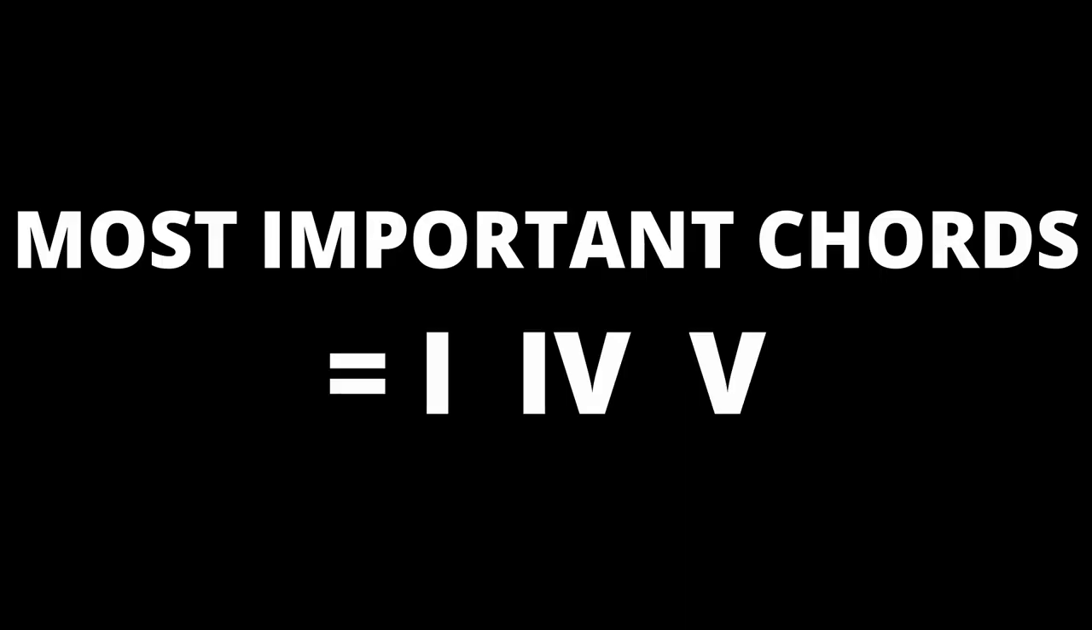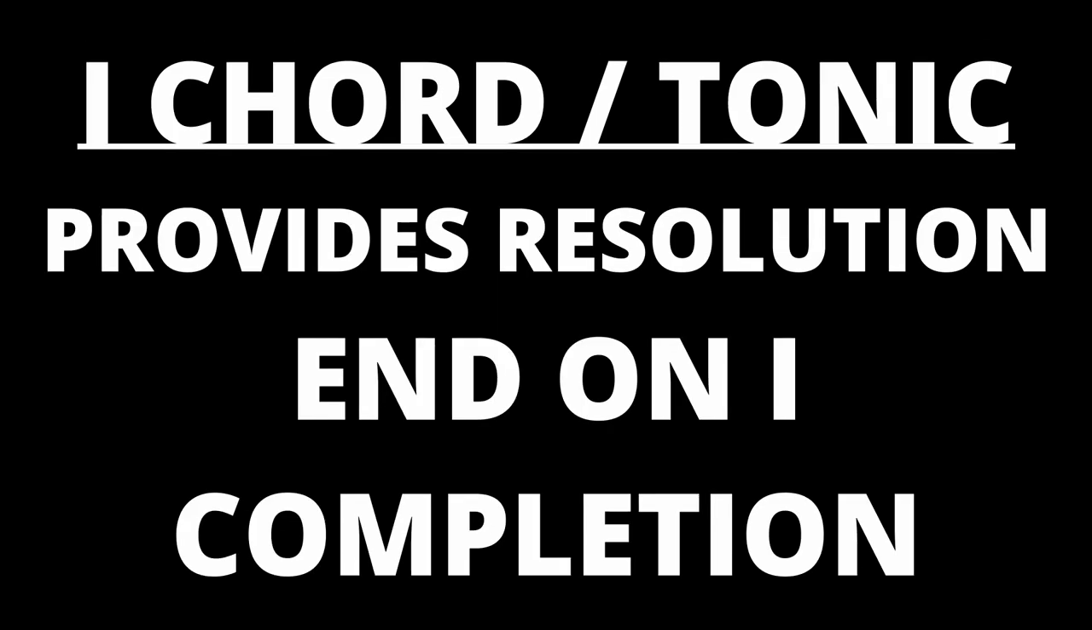The most important chords in a major key are the major chords, with the Roman numerals 1, 4, and 5. Chord 1 is the most important chord. You can think of chord 1 or the tonic as the home chord. It offers grounding and stability. It feels safe and secure. When a chord progression arrives back at chord 1, it provides resolution and a strong sense of having finished. Many songs will end on a 1 chord to provide the listener with a satisfying feeling of completion.